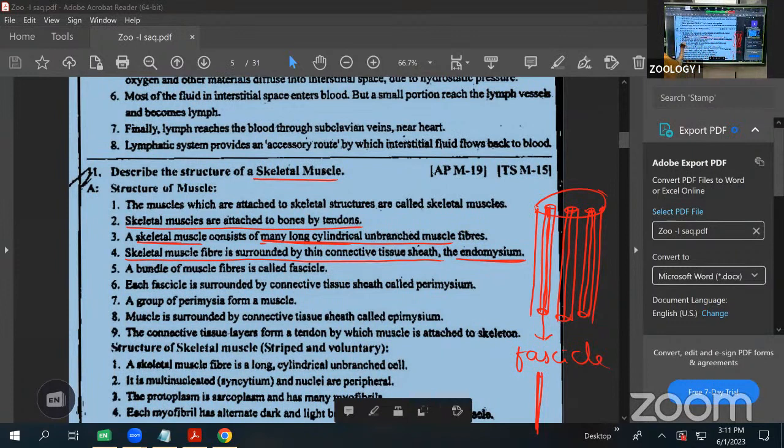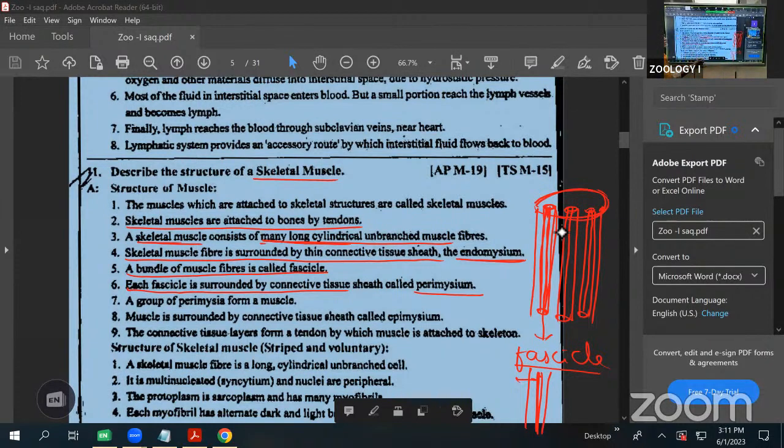Next, a bundle of muscle fibers is called a fascicle. Each fascicle is surrounded by a connective tissue sheath that we call the perimysium. Observe here, one fiber is surrounded by the membrane called the endomysium. A number of fibers surrounded together is called a perimysium, and the outer is called the epimysium.